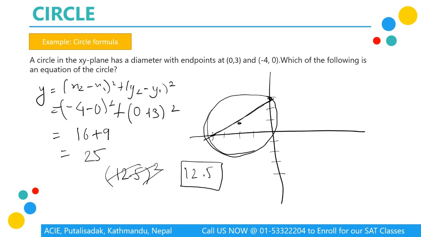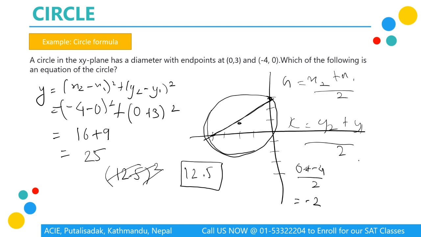Now, once we have found the radius, we also need to find the center point, or the midpoint. To find the midpoint, we can use these two equations. The midpoint h is equal to (x2 plus x1) by 2, and to find k, it is (y2 plus y1) by 2. That gives us h as 0 plus minus 4 by 2, which is minus 2. And k becomes 0 plus 3, so it becomes 3 by 2.